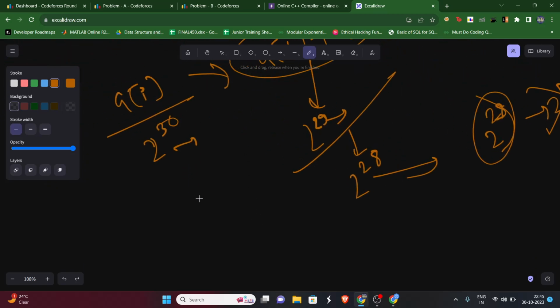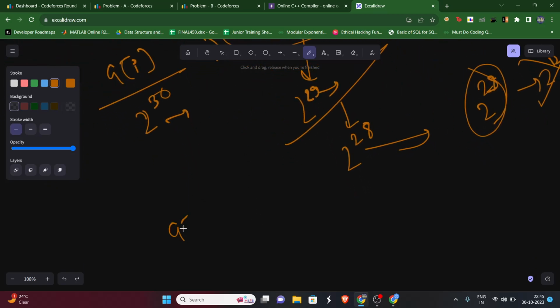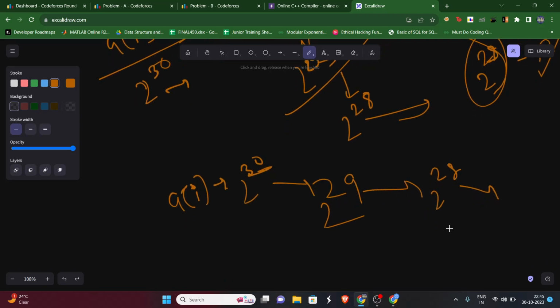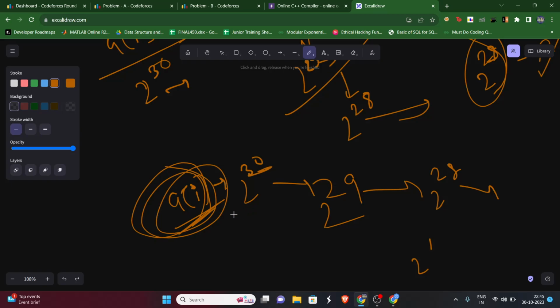It can be divided by one particular power of 2 only once, right? So at max, a of i can be divided for the first time by 2 to the power 30, then 2 to the power 29, then 2 to the power 28, till 2 to the power 1. So for a particular value, we can have at max 30 updations.